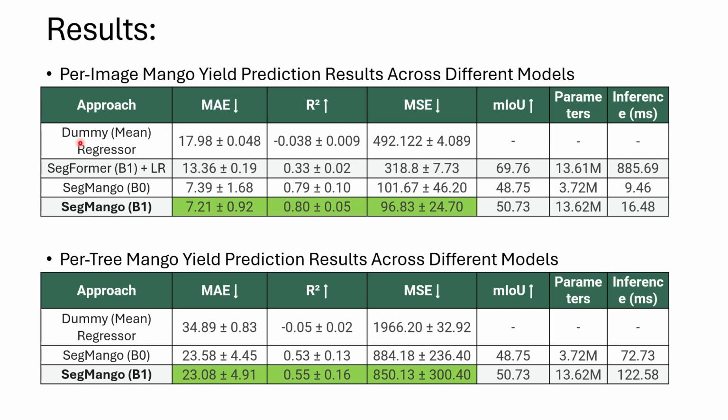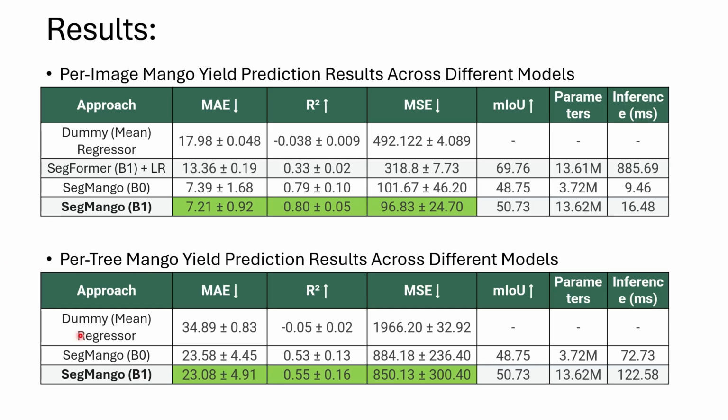In the results, initially we checked a dummy baseline where we just took the mean value of the training data as output. Then we used SegFormer plus linear regression. You can see the results improved. Then SegMango B0 and SegMango B1. B0 and B1 are model types of SegFormer. B0 is a lighter model and B1 is a deeper model. We were getting the best results with SegMango B1. Here you can see the comparison of the number of parameters and inference time.